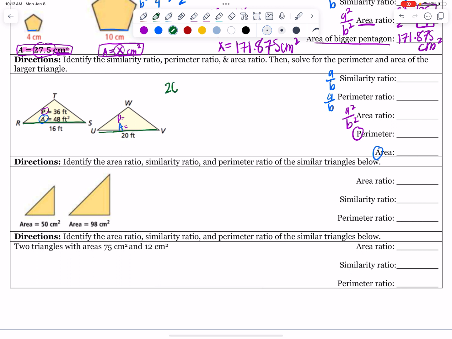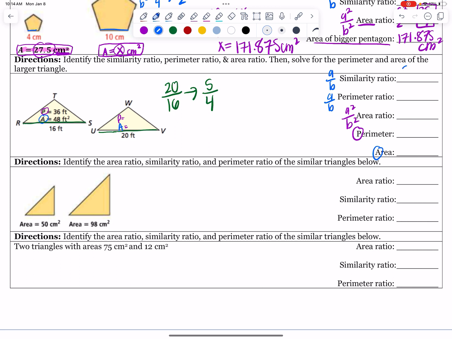So as far as writing my similarity ratio, that's going to be 20 over 16, or you could do 16 to 20, either way. But 20 over 16, we're going to reduce that. That is going to be 5/4. If you are confused on how to reduce that in your calculator, please let me know in class. I would be happy to help you.